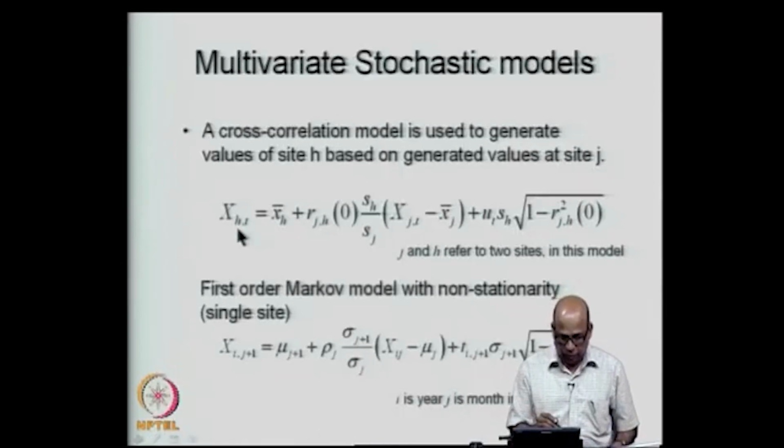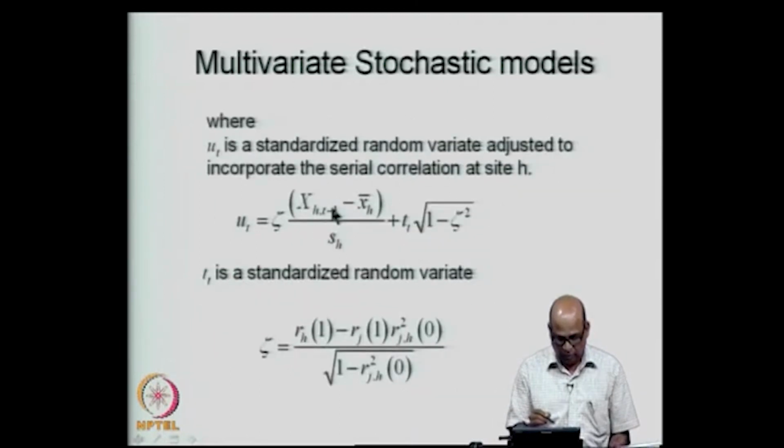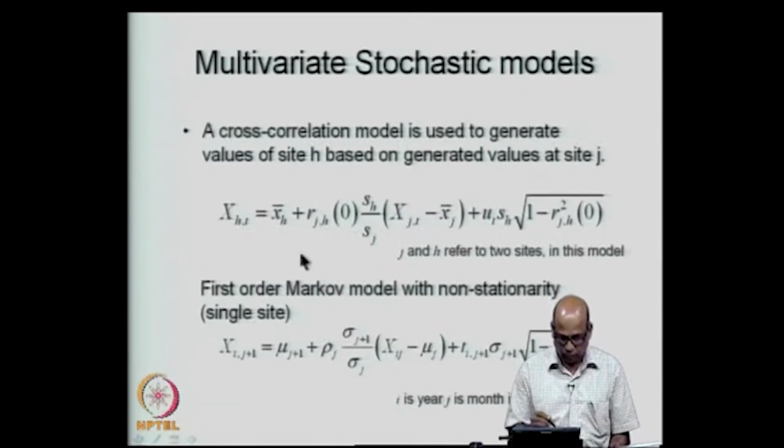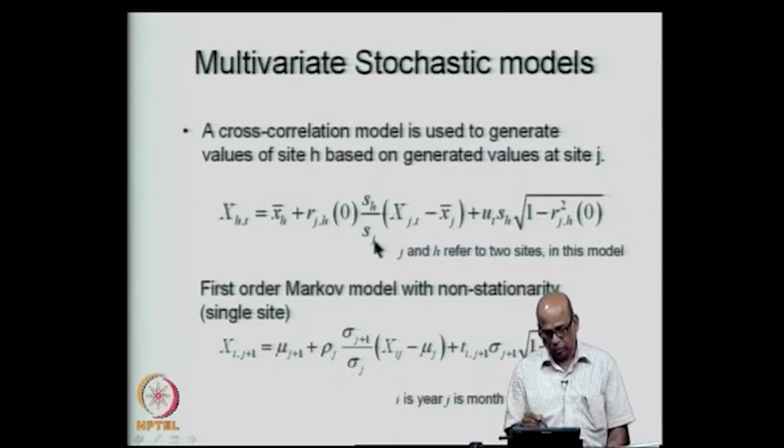So, we are talking about generation on the site H, which is the subordinate site, because we are talking about only two sites now for time period t, and this is the mean of the flows at site H. This is RJH, which is the cross correlation at lag 0 between the flows at site J and the flows at site H. This is the cross correlation at lag j. This is the standard deviation of flows at h, and the standard deviations of flows at j and so on.